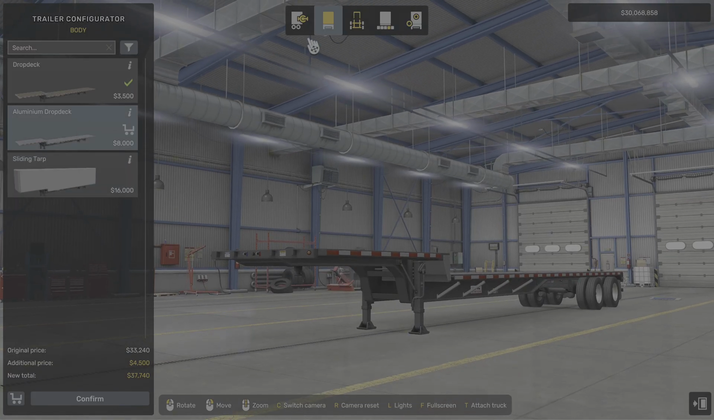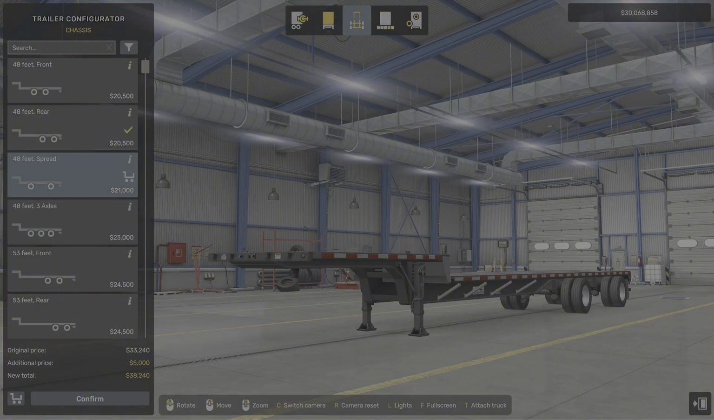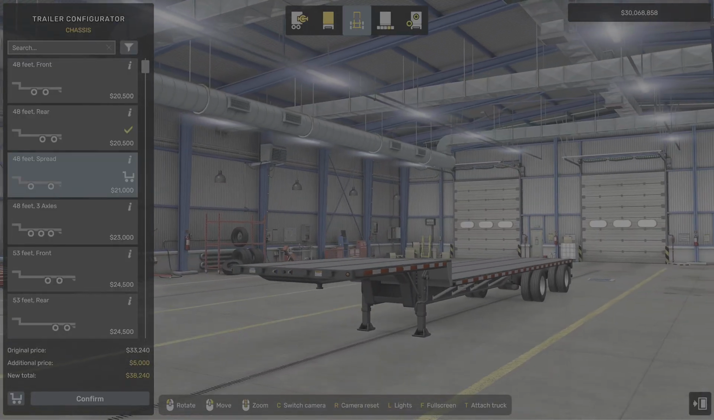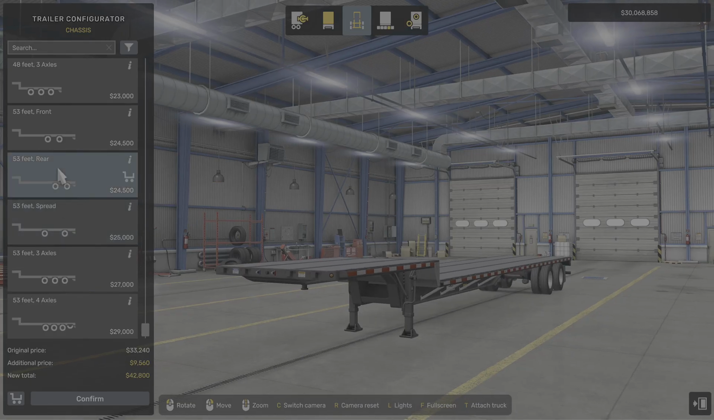Go with the aluminum. Could go with the 3 axial. It's a little more, a little different, but there's the one with 48 feet spread. The spread wheels. Boom. But this is the one we'll go with, 53 feet. Boom. Rear wheel. Confirm.